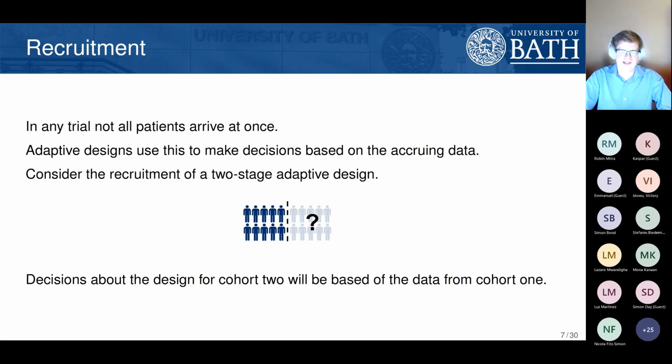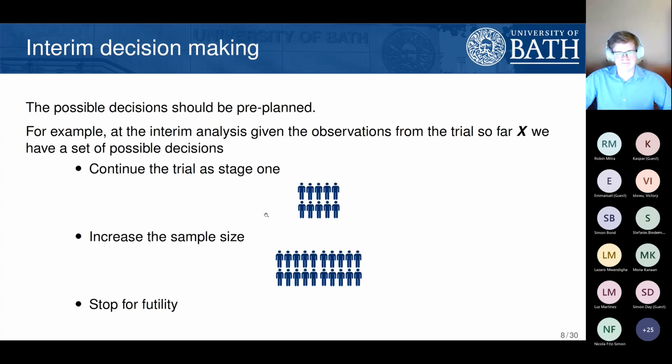But let's take a step back and think about recruitment to the trial in general. Not all patients will arrive to the trial at once, and adaptive designs are going to make decisions based on accruing data. You can see our picture here of a simple two-stage design. We collect our data from stage 1, and that's going to inform how we should recruit stage 2 of the design, broadly speaking. So the decision for which part of the design we'll be using for cohort 2 will be based on these available data from cohort 1.